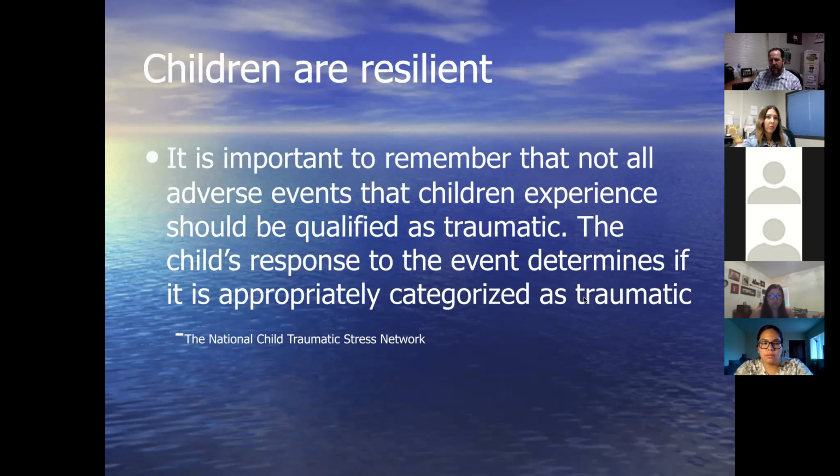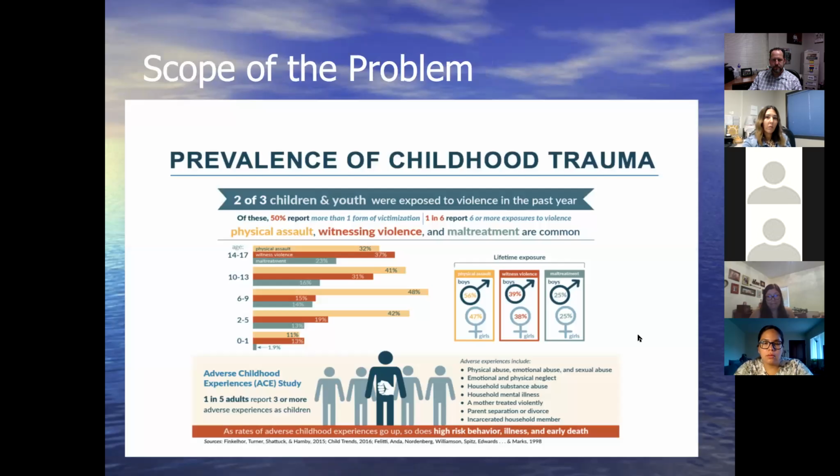So it's important to remember that not all adverse reactions lead to a traumatic event. Children are also resilient. That is an important factor as we're determining who needs support. So once again, just because they're exposed doesn't mean that they absolutely need it, but we're going to assess and follow up.